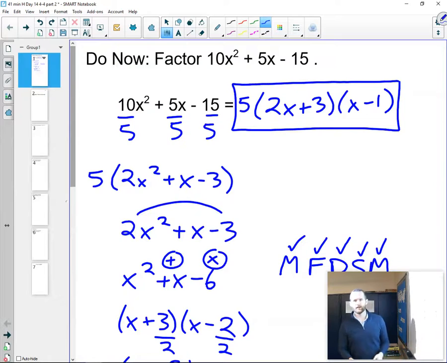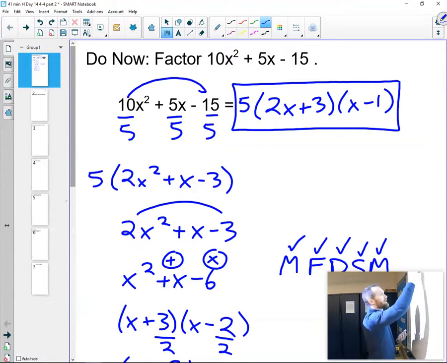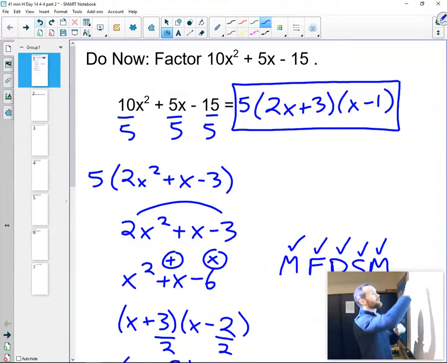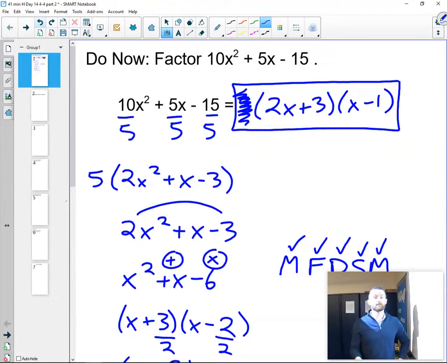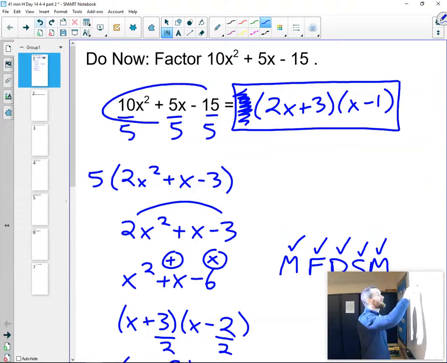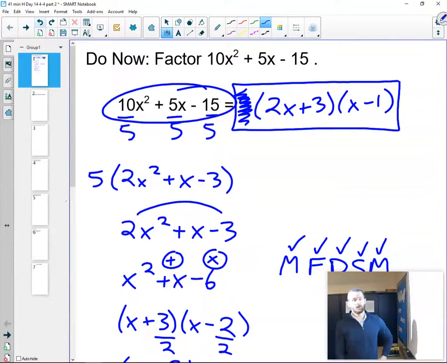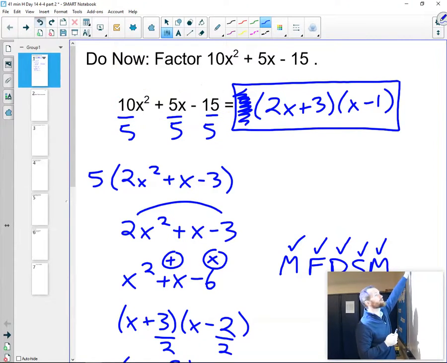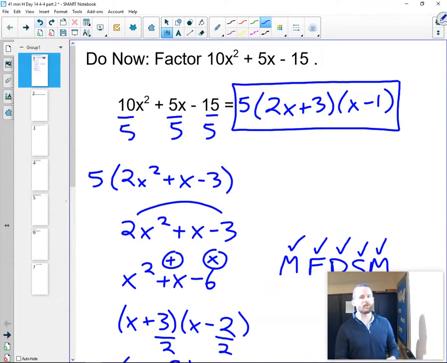You got to remember you factor out a GCF before you use the stupid sentence. If you just go straight to using the stupid sentence, not only does it give you much bigger numbers, 10 times 15 would be 150, but you're actually not going to get that 5 as part of your answer. You're just going to get 2x plus 3 times x minus 1. And 2x plus 3 times x minus 1 does not equal this trinomial. So remember, the stupid sentence is going to give you the wrong answer if you forget to look for a GCF. So that's something you got to remember to do.